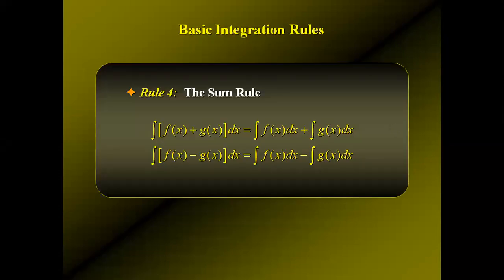Now the sum rule for integration. If there are two functions f of x and g of x, then the integration of the sum will be the individual integrations of them. Similarly for subtraction, f of x minus g of x, the total integration of this subtraction will be the individual integration of their subtraction.